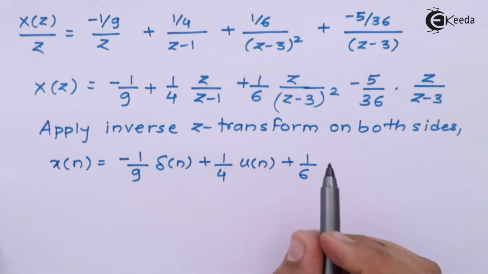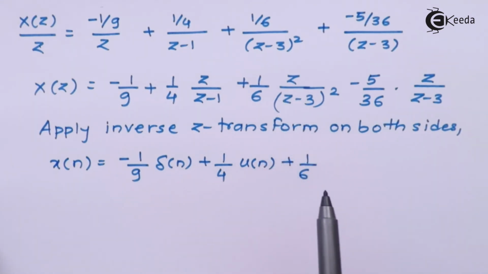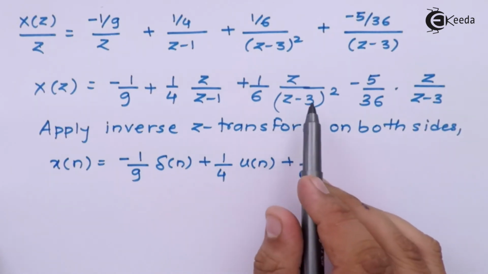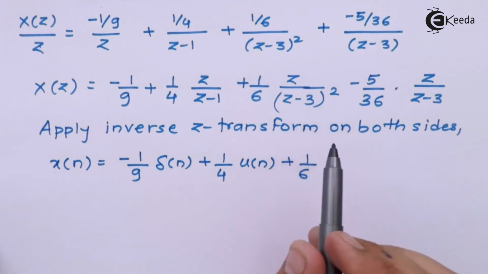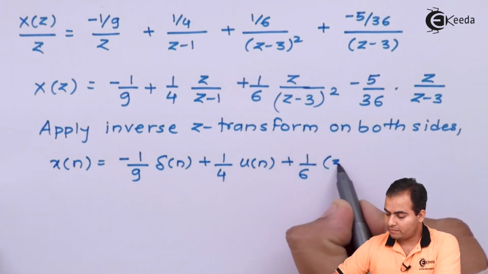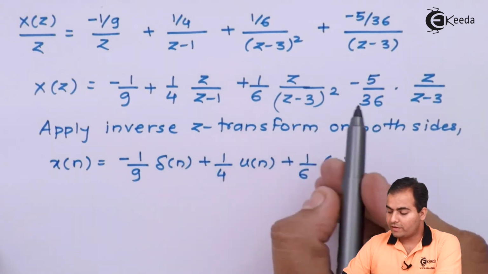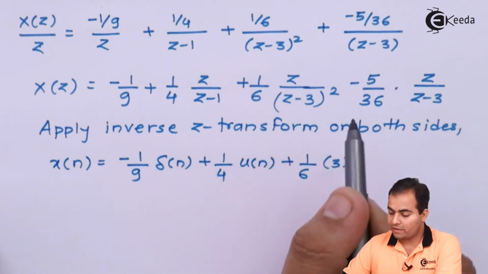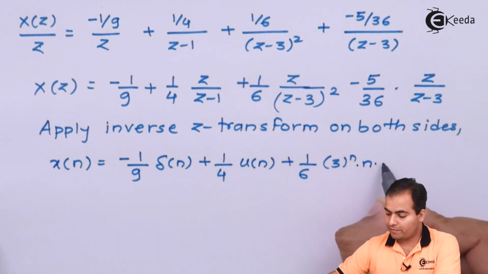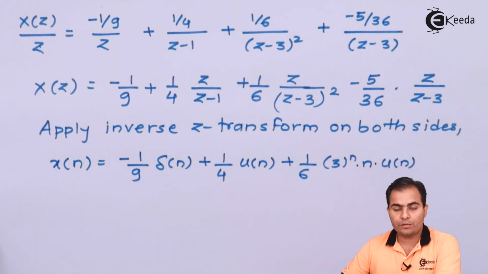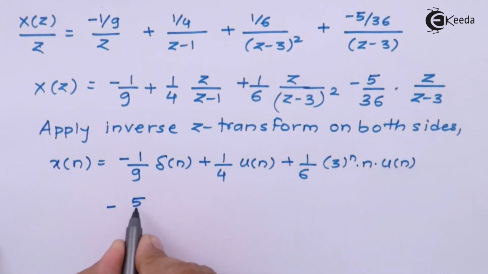Now look at here. Here we have z upon z minus 3 the whole square. Now look at here, our a value is 3, so I can write 3 raised to n. Now if this 3 is removed, then we have z upon z minus 1 the whole square, so it is nothing but n into u of n. The inverse is n into u of n, and the last term is minus 5 by 36.